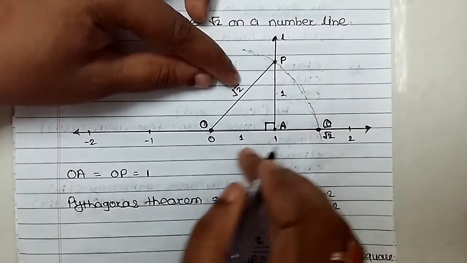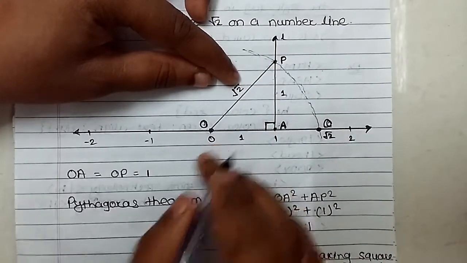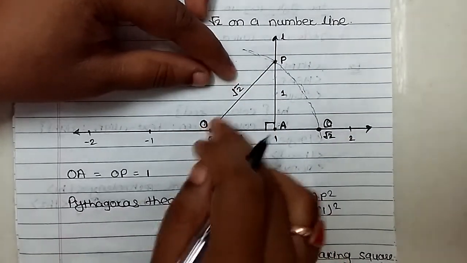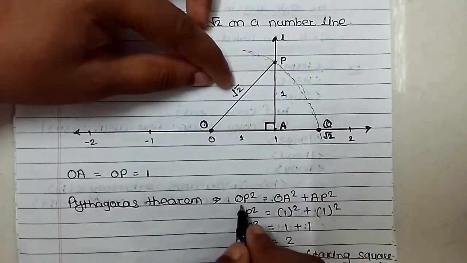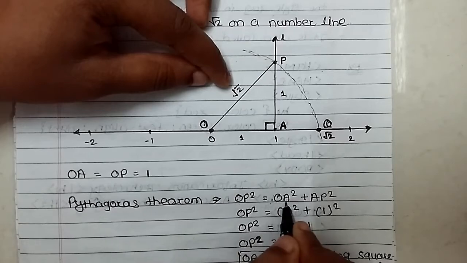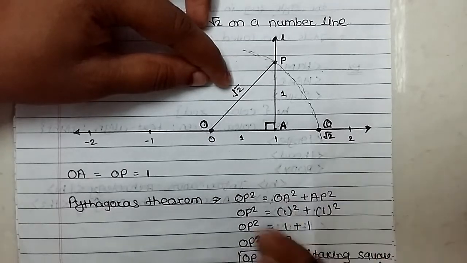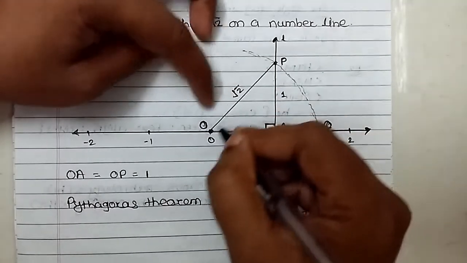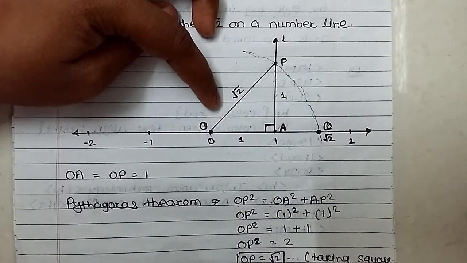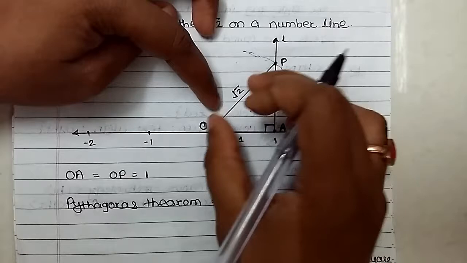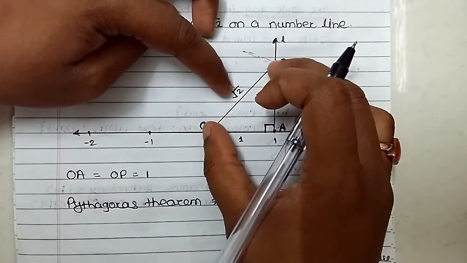Okay. When the right angle triangle is there, then the Pythagoras theorem is used to calculate the diagonal. This one is what? The diagonal of that triangle. So what is the formula? That is OP square is equal to OA square plus AP square. So put the values and calculate the value of OP. So OP value is root 2. Then the diagonal value of this one is root 2.